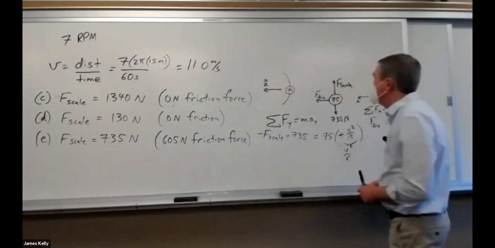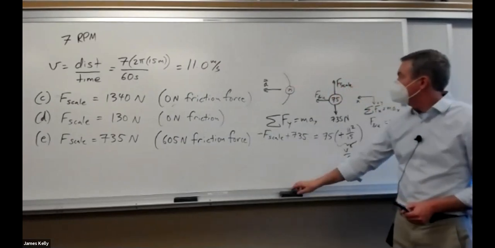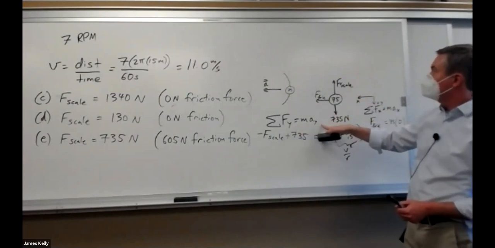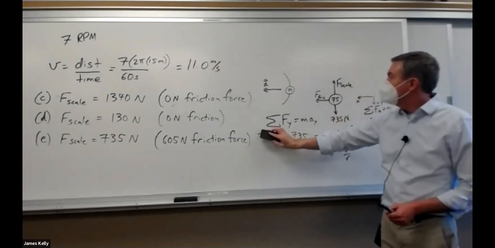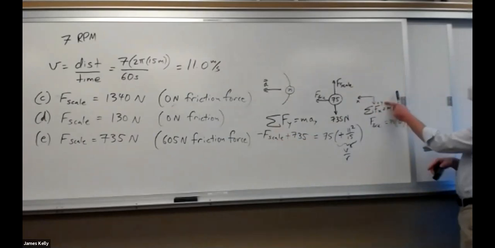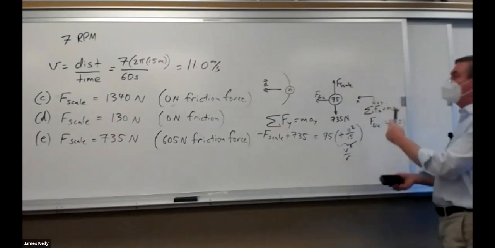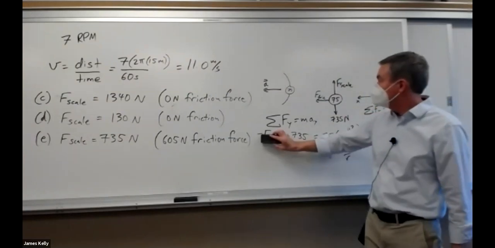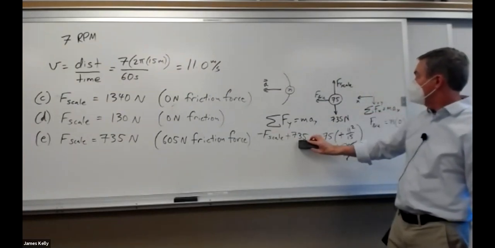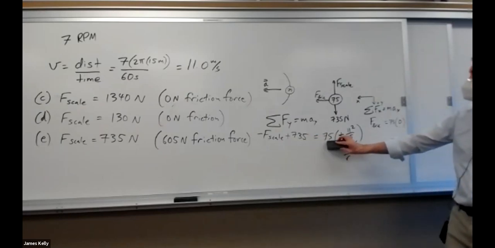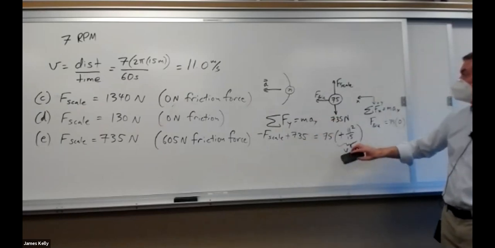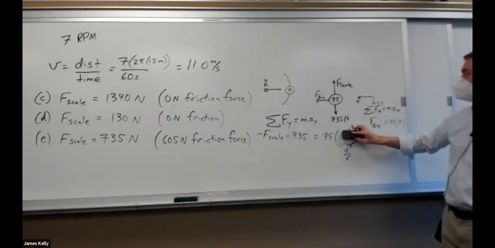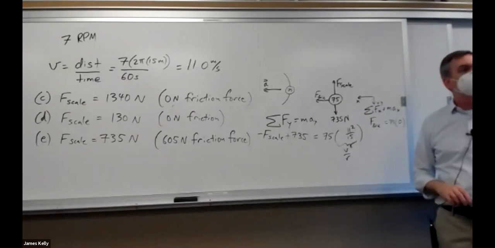So in this case, let's redo F net y equals MAY, okay? In this new amended set of axes, F scale would come in with a minus sign because I'm choosing plus y is down. 735 would come in with a plus sign. The mass of the rider is still 75, right? This has 0 y component still. What's the sign of the acceleration now?